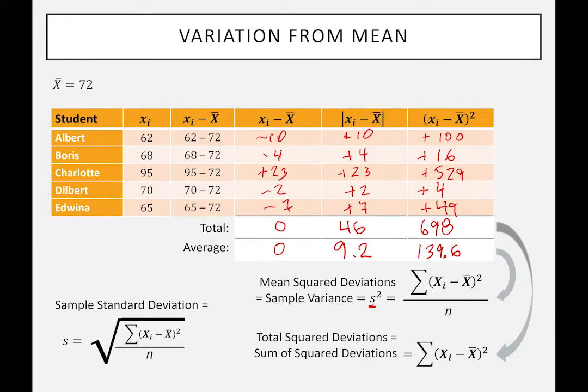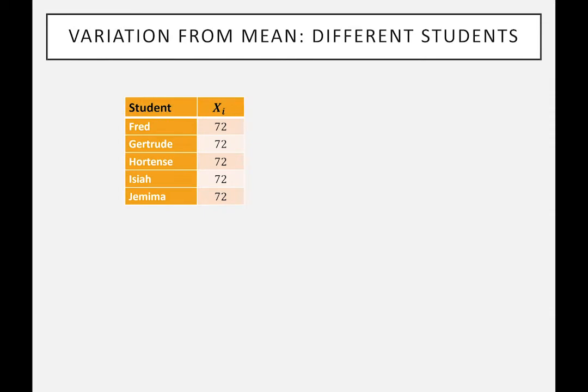Last little point I want to make: for the sample standard deviation, of course, we'd want to take the square root. We squared them all, so we want to take the square root of that. I'll do that in a second. But let's consider a different class. Imagine I've got a class of 5 students. Once again, the class average is going to be 72 because everybody got 72.